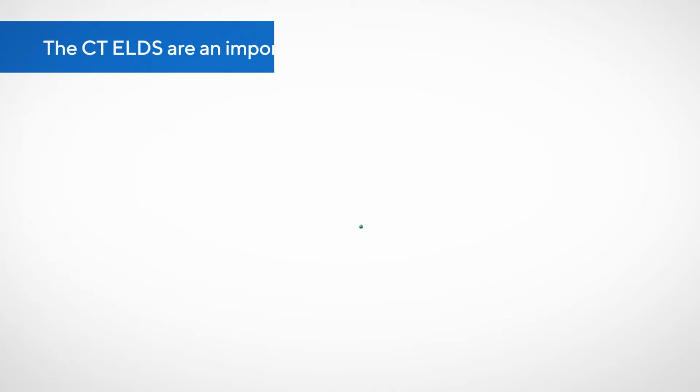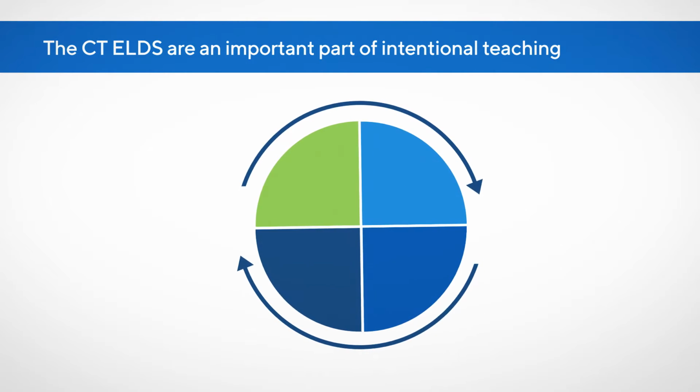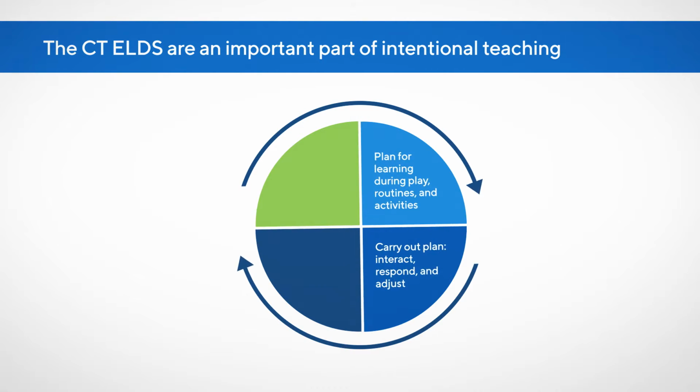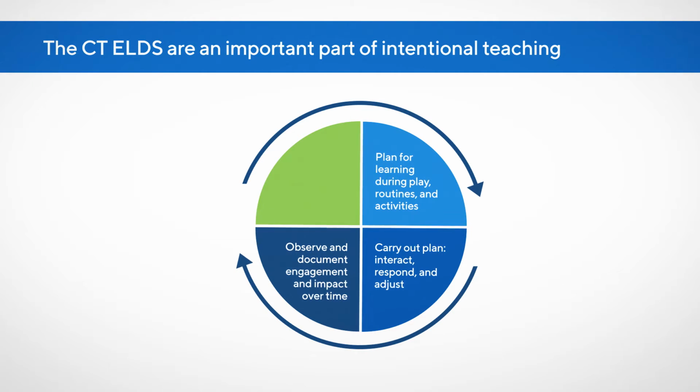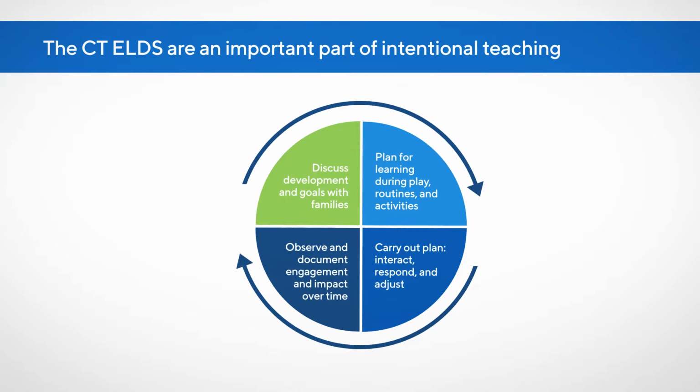The CT ELDS are an important part of intentional teaching and are meant to be used as a part of a continual learning cycle with the following stages: plan for learning during play, routines, and activities. Carry out our plan, interact, respond, and adjust as needed. Observe and document engagement and impact over time to adapt plans, and discuss development and goals with families.